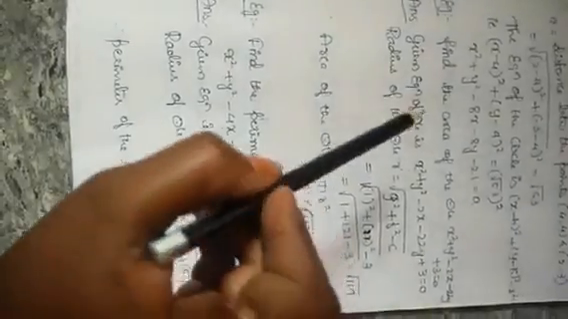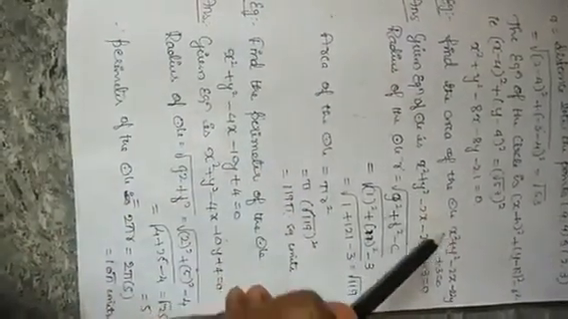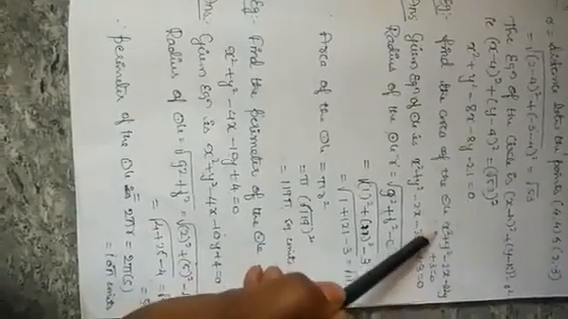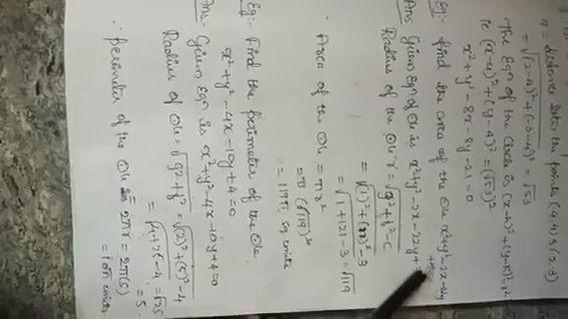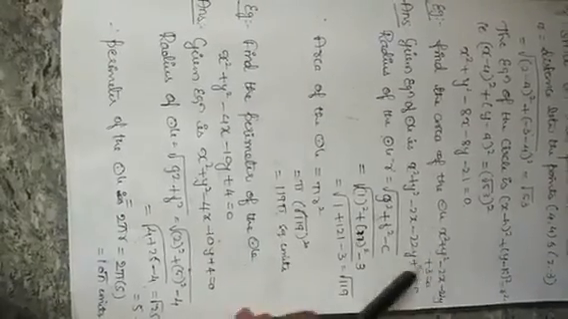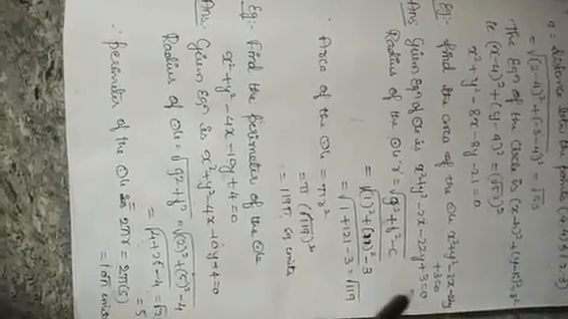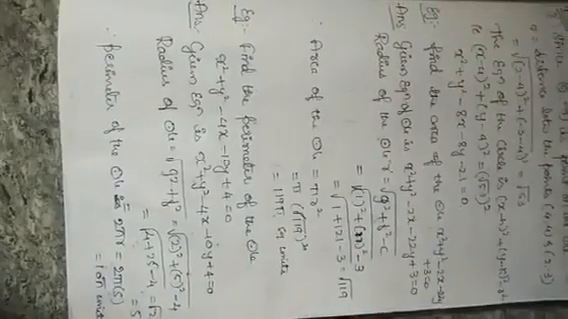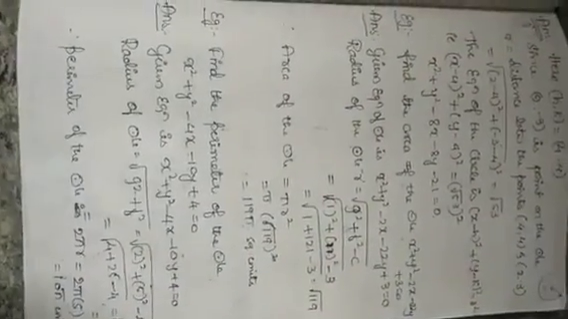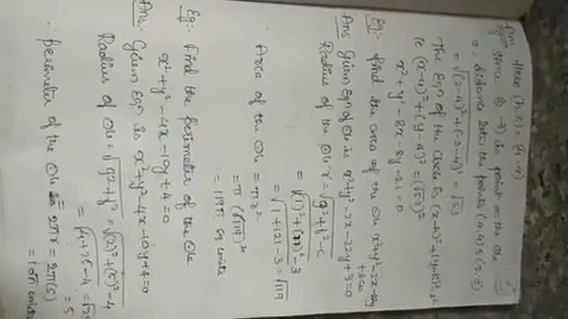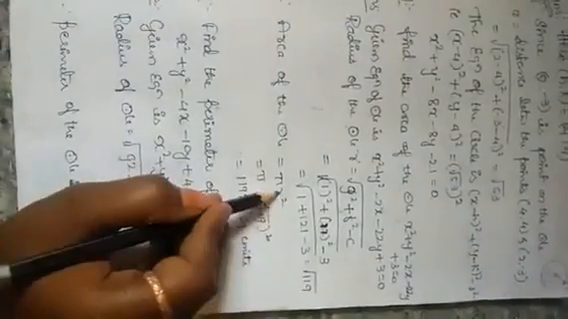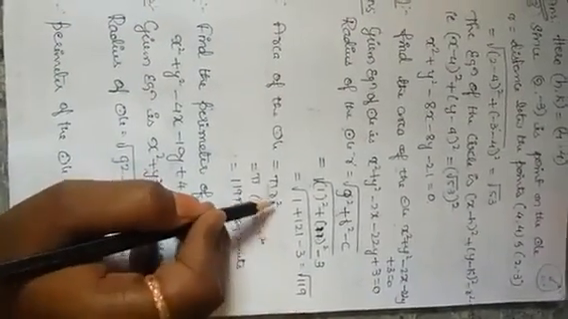Next, find the area of a circle. The given equation is x square plus y square minus 2x minus 22y plus 3 is equal to 0. For this equation, we have to find the area of the circle. In earlier classes, you already know that the area of the circle formula is pi r square. So we need the value of the radius here.